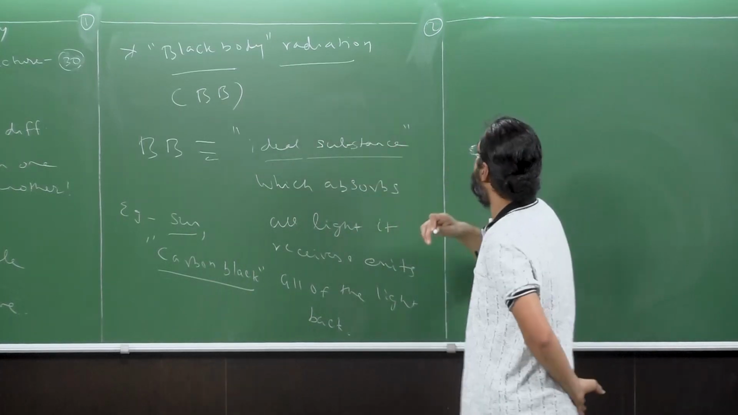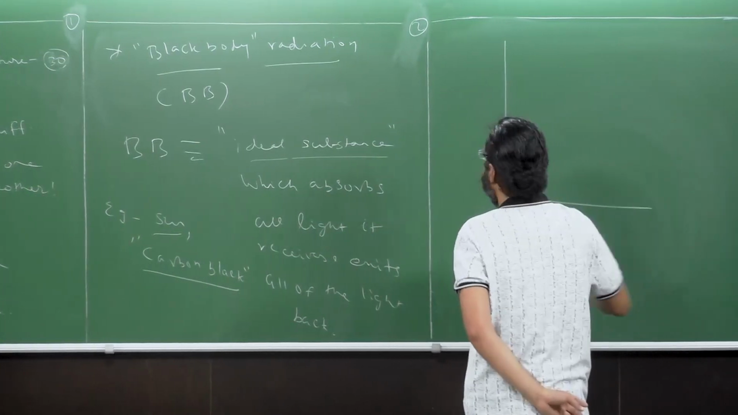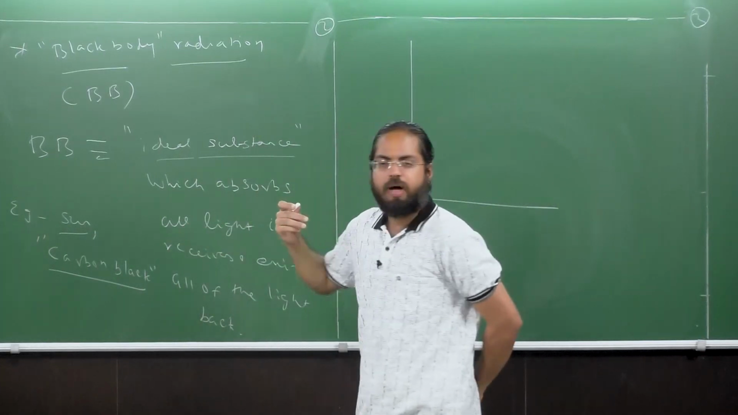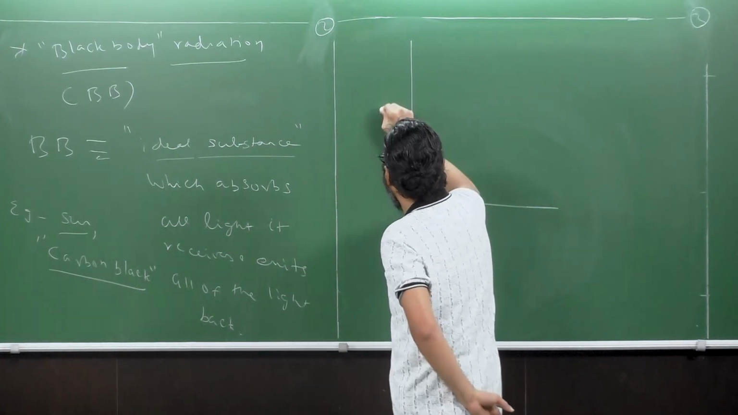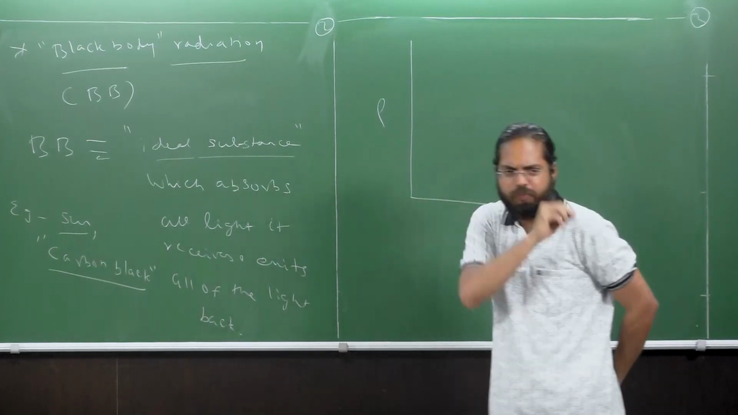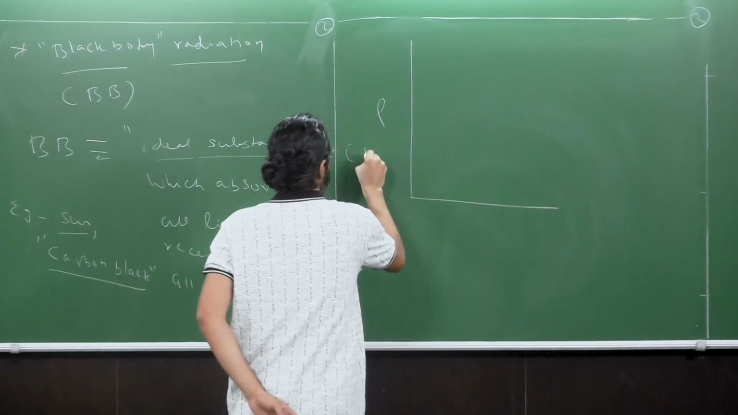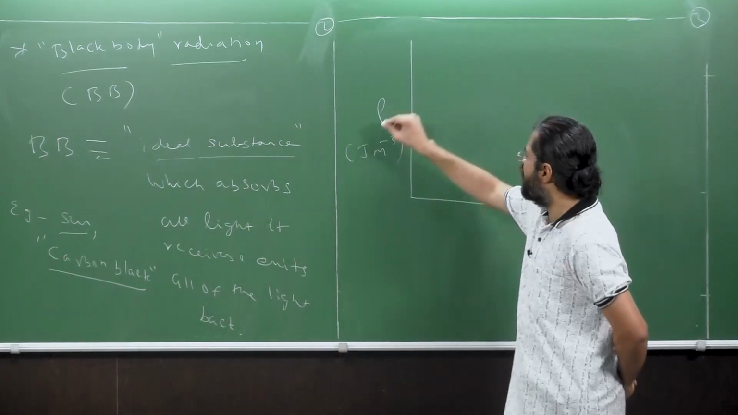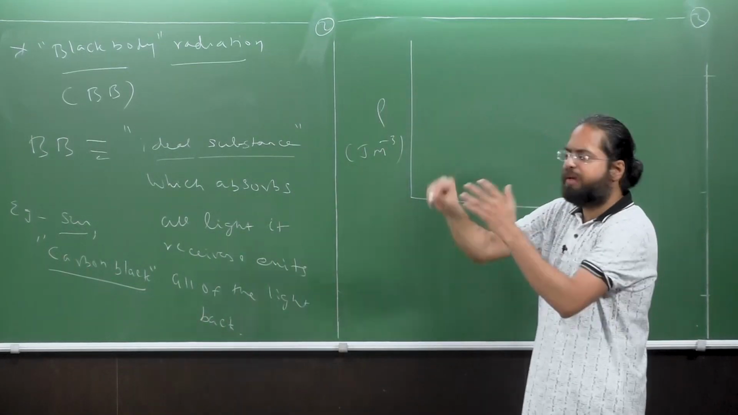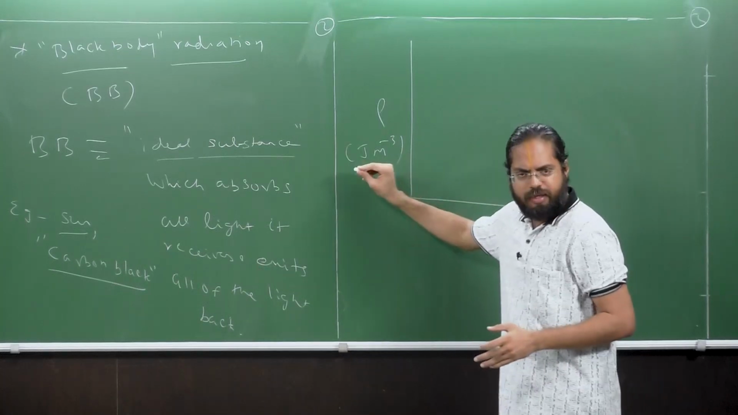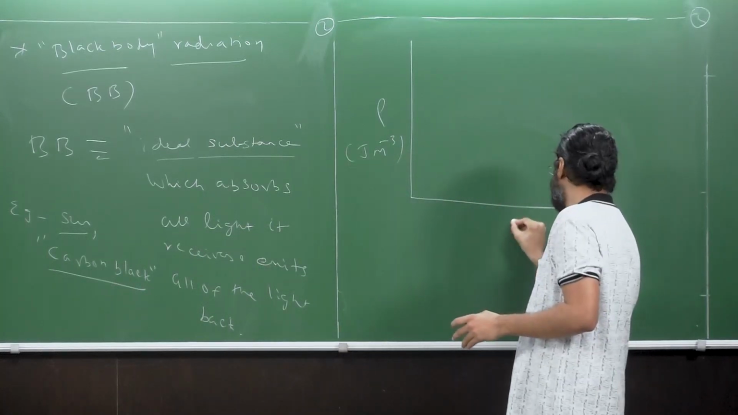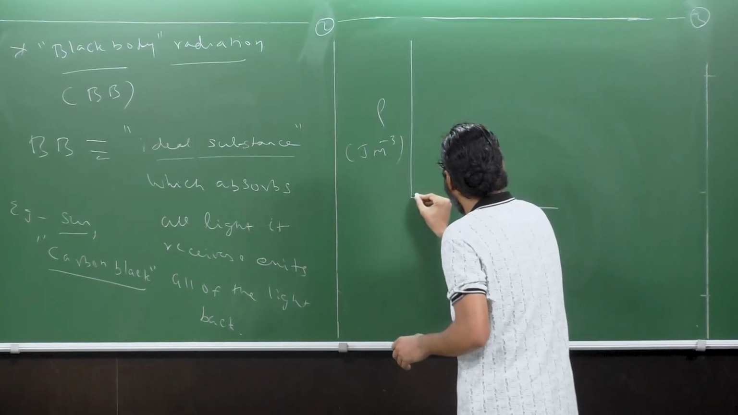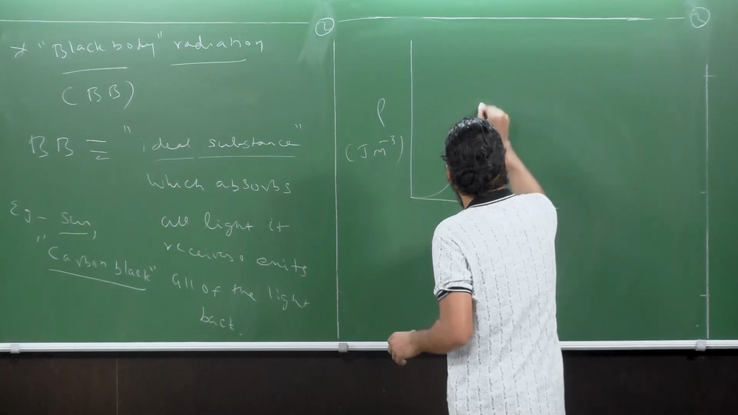And if you plot the amount of energy that a black body radiates, or emits, per unit volume, which I'm going to call rho, in joules per meter cube. This is the amount of energy per unit volume of that black body which is emitted, versus the frequency. You're expecting an experimental curve of this form.